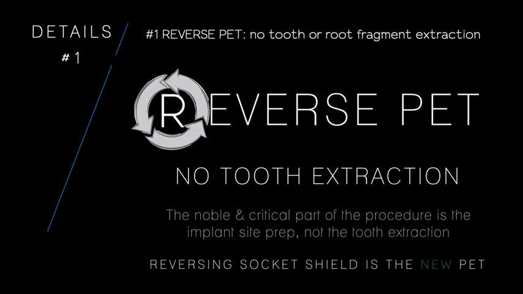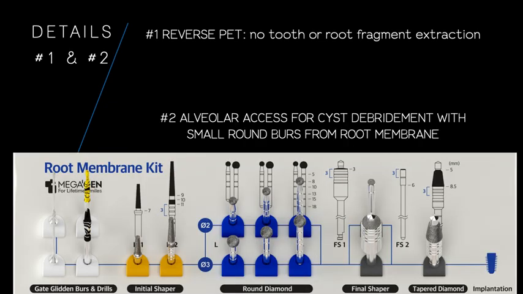So that's why I call it reversing, socket shield is the new PET, because you don't extract anything, you just selectively destroy. Whatever it is, selectively destroy. So we should think over our tooth extraction procedures. Well, the most common procedure probably in dentistry, we should maybe think it over, because we should not extract. We should destroy selectively whenever we can do that.